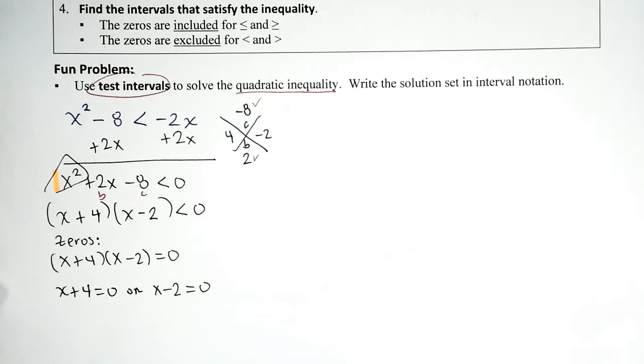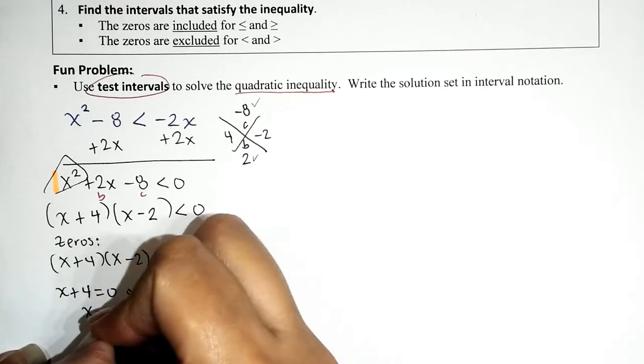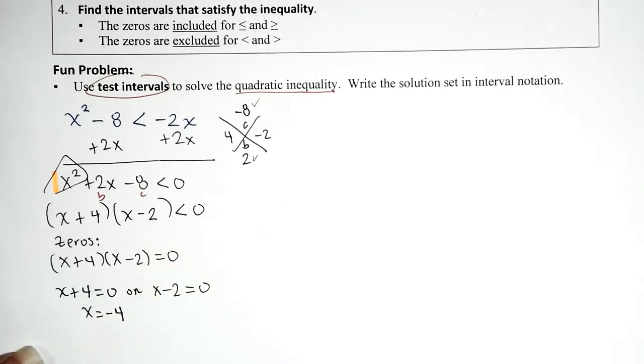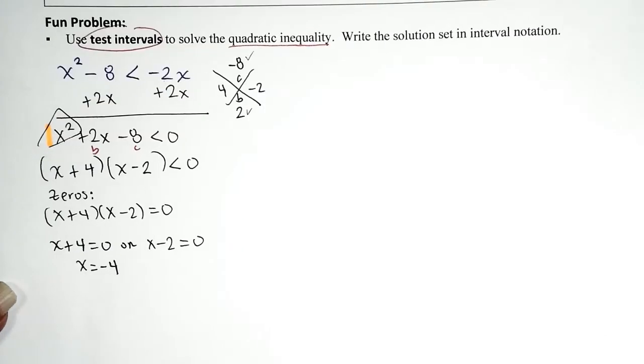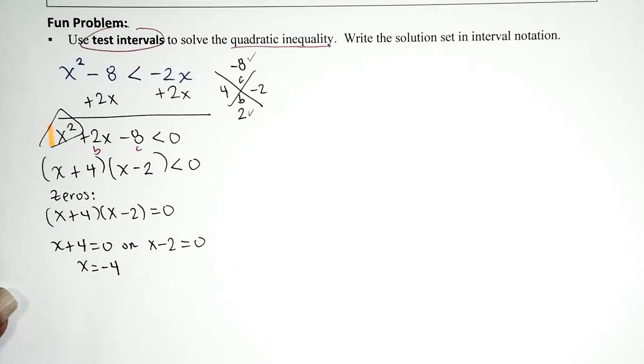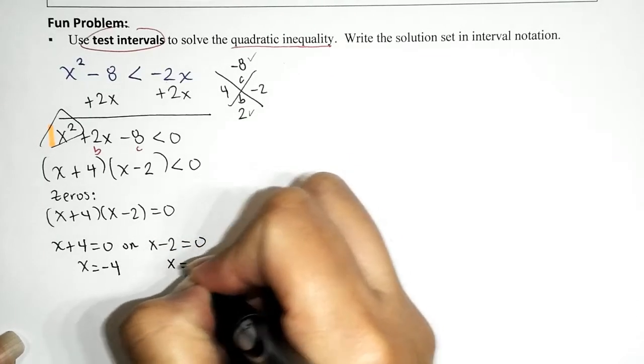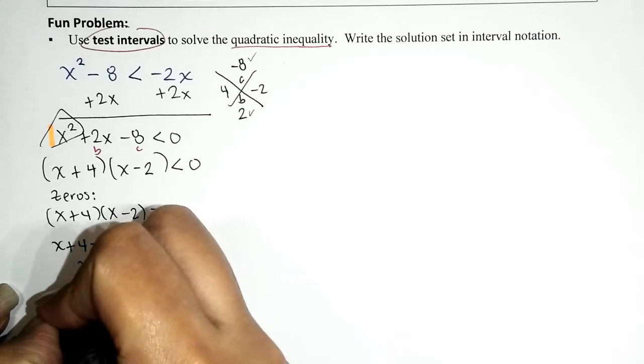If the first factor equals 0, after we subtract 4 from both sides, that will give us x equals -4. Someone said, oh, you skipped a step. Skipping one step is okay, but skipping more than one makes me nervous. If the second factor equals 0, after we add 2 to both sides, that's going to give us x equals 2. I'm going to go ahead and highlight this.